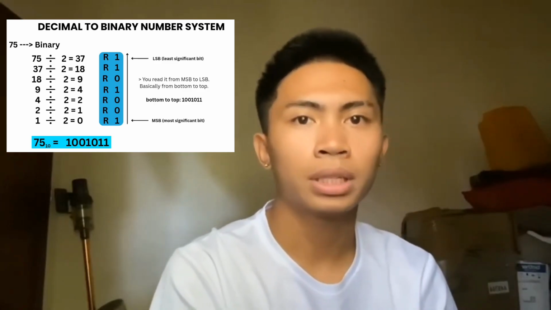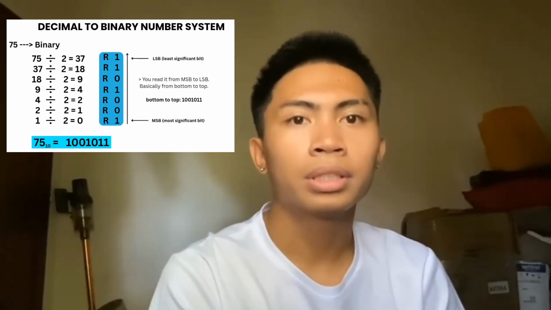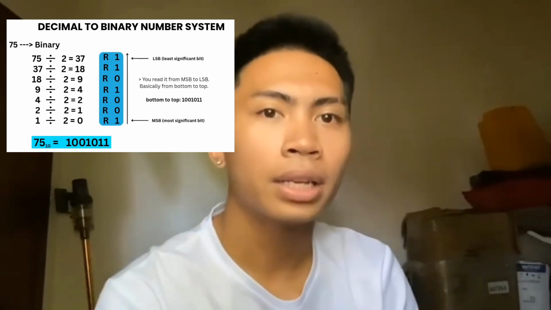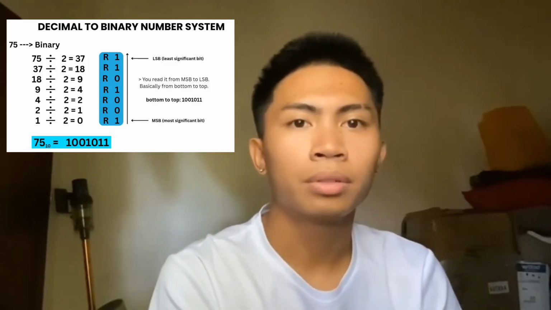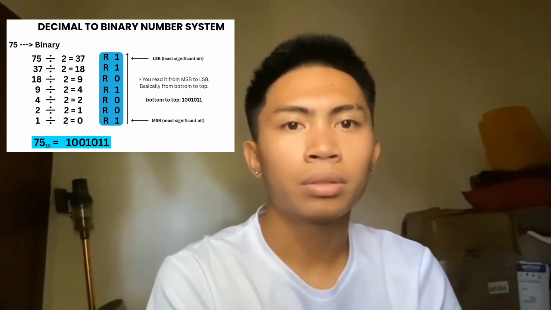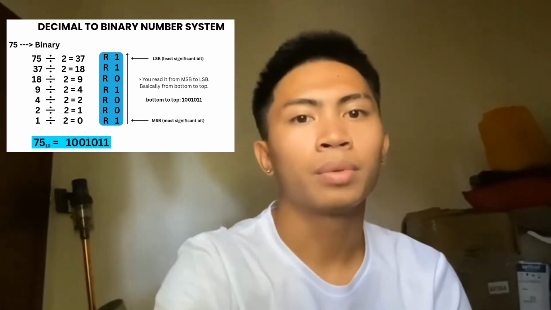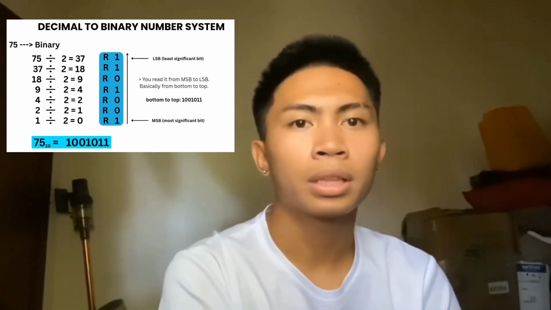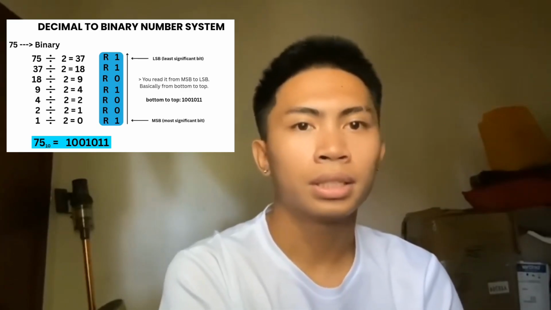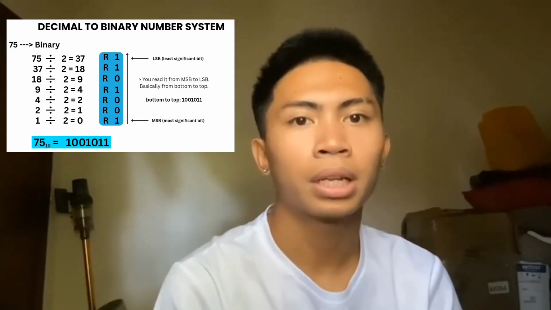37 divided by 2 is 18, remainder 1. 18 divided by 2 is 9, remainder 0. 9 divided by 2 is 4, remainder 1. 4 divided by 2 is 2, remainder 0. 2 divided by 2 is 1, remainder 0. And finally, 1 divided by 2 is 0, remainder 1. Now, we read all the remainders from bottom to top. We get 1001011. So 75 in decimal is 1001011 in binary.